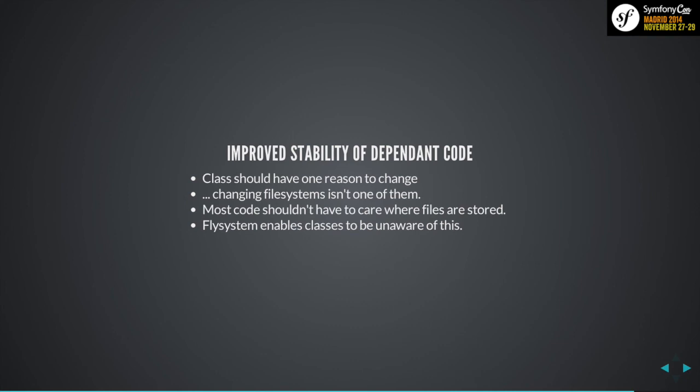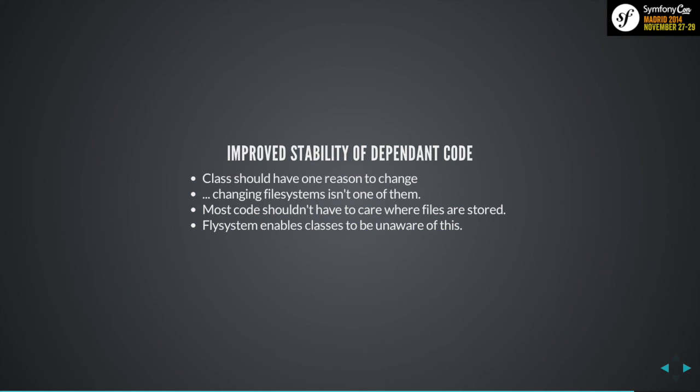It also improves the stability of your dependent code. If your code is aware of what file system it uses, and you want to switch something, you're breaking the SOLID principle. So a class should only have one reason to change, and changing the file system is not one of them.